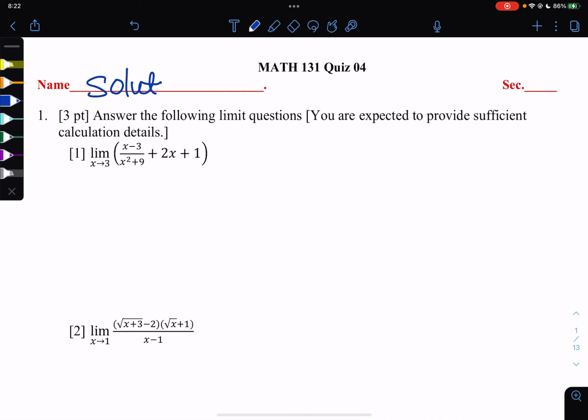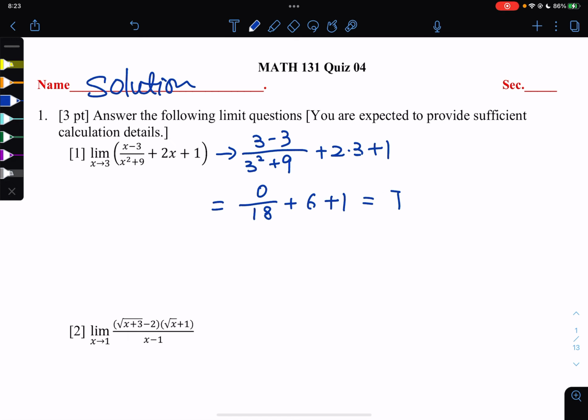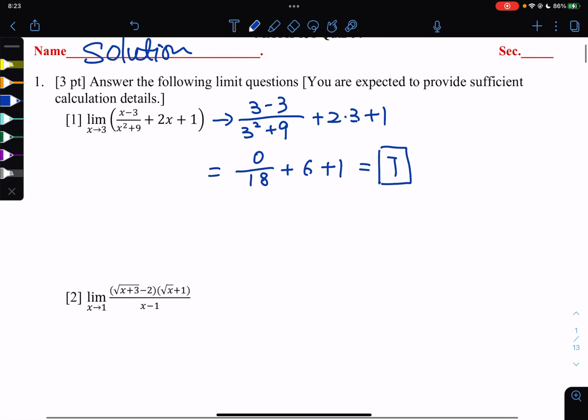So the first problem we have is trying to find the limit of the problem. Since x approaches a finite number, the most intuitive idea is to substitute a number into it directly and see what happens. So 3 minus 3 over 3 squared plus 9, and clearly it's not 0 over 0, so it's a nice number we can use. Then we can carry out the rest of the calculation directly. So I end up with 0 over 18 plus 6 plus 1. So I end up with 7, which is my final answer.